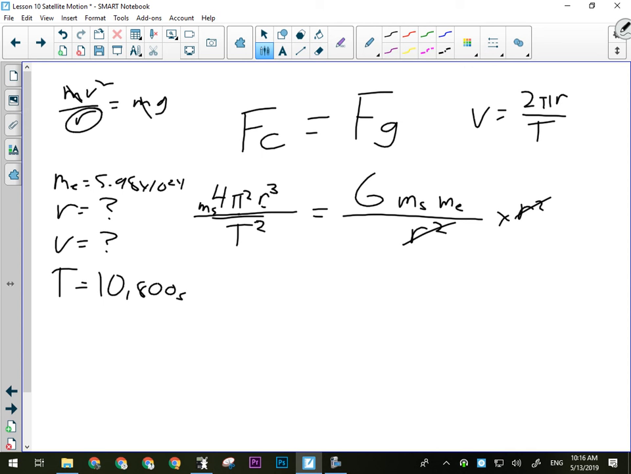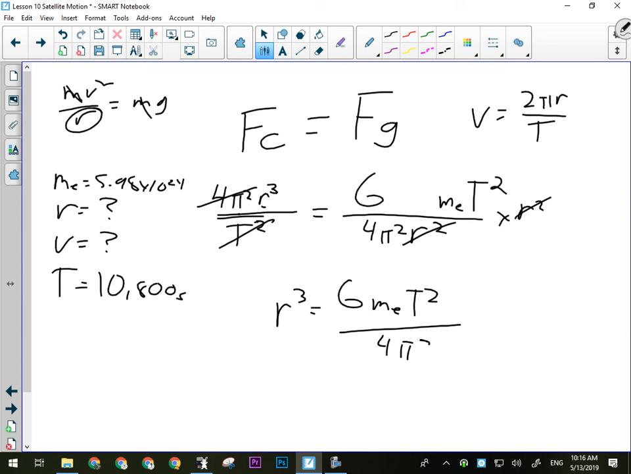So mass of the satellite, we already said that's going to cancel. Okay, T squared, that's going to come over here. Okay, so it's gone. And then I'm going to divide both sides by 4 pi squared. All right, so now R cubed is by itself. I'm left with this. R cubed equals big G times the mass of the Earth times T squared over 4 pi squared. All right, am I done?